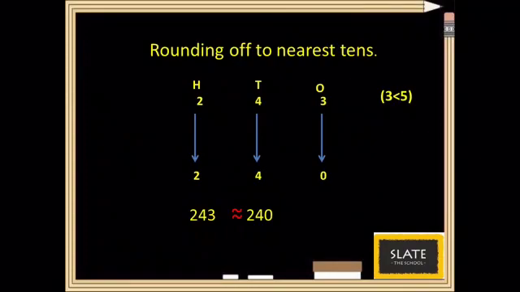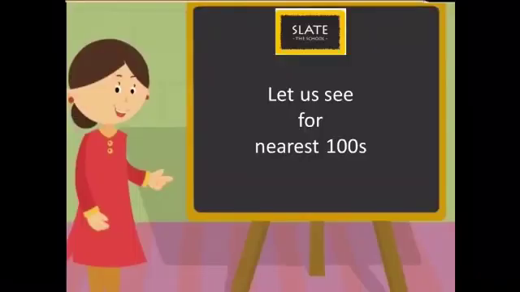So, Slaters, now you know that for rounding off to the nearest tens, we need to compare the units place digit. Here in the units place, the digit is 3. As we know that 3 is less than 5, it is replaced by 0 while retaining the other digits. Hope you all understood rounding off to tens. Now let's see for the nearest hundreds what to do.